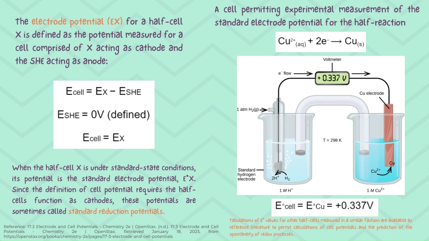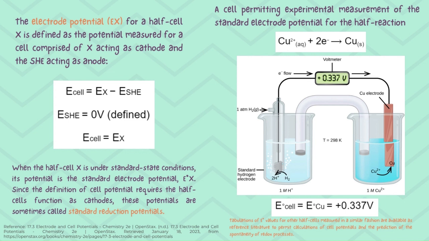When the half cell X is under standard state conditions, its potential is the standard electrode potential E naught X. Since the definition of cell potential requires the half cells to function as cathodes, these potentials are sometimes called standard reduction potentials. This approach to measuring electrode potentials is illustrated in this figure on the right side, which depicts a cell comprised of a standard hydrogen electrode connected to a copper half cell under standard state conditions. A voltmeter in the external circuit allows measurement of the potential difference between the two half cells.